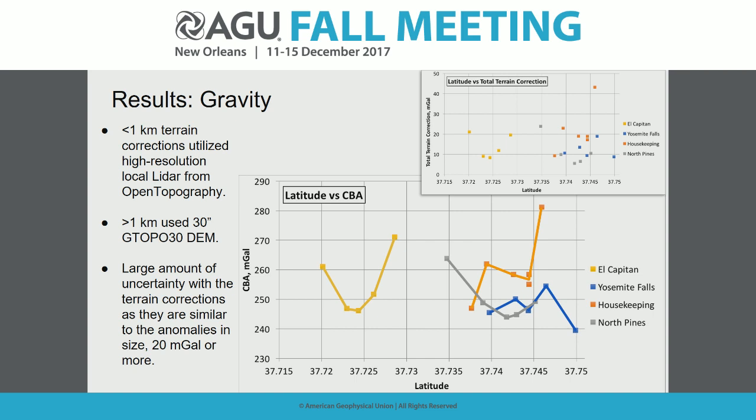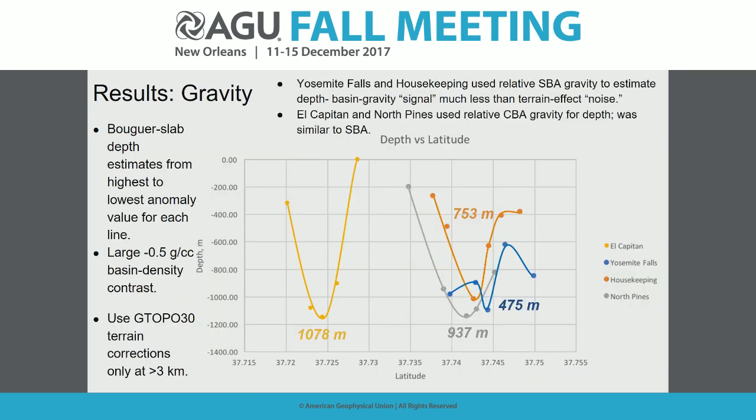So our less than 1 kilometer terrain corrections, like I said before, we used a high resolution local LiDAR, and then as we got out to greater than 1 kilometer, we used a 30-second GTOPO30 DEM file. For Yosemite Falls and Housekeeping, we used a relatively simple Bouguer anomaly to estimate the depth to basin gravity, because the signal was farther away from the cliff faces, and so there was less noise.